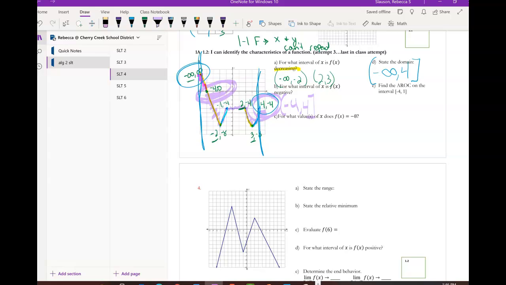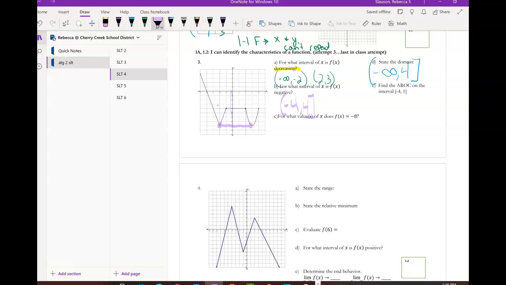The last part, I'm going to erase what I did here so we can see the graph more carefully. And where is y -8? So I'm telling you to go down to -8, which I'm doing here. And then once you go down, you need to look left and you need to look right because it's going to happen at 2 points where x is -2 and where x is 3.